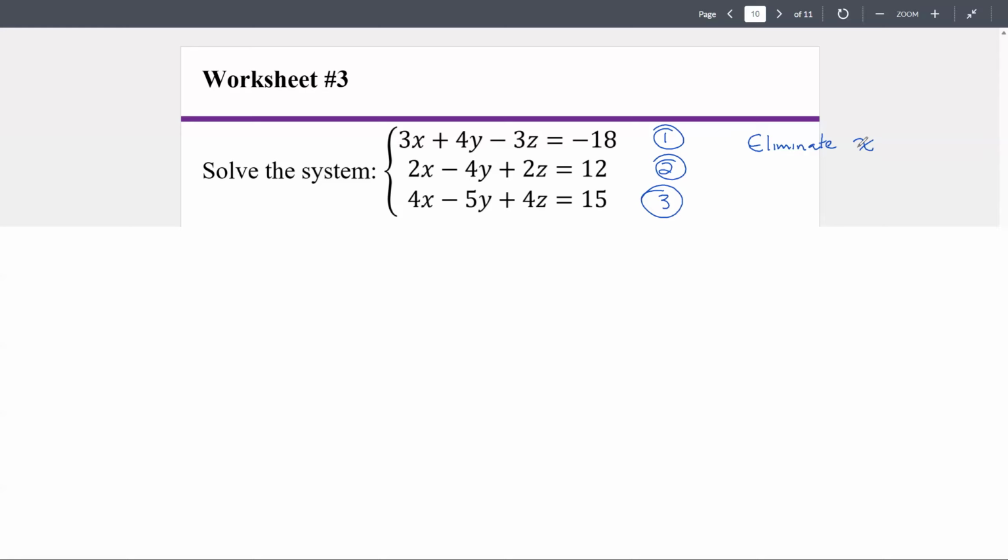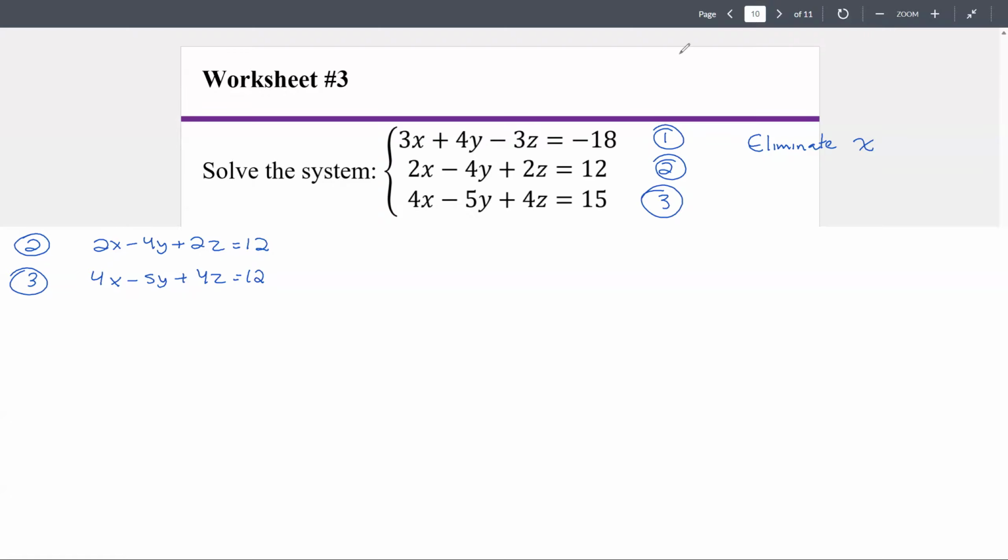Okay, so when I eliminate x, I'm going to use equations 2 and 3. Why not? So that is going to be, let me give myself a little space here, 2x minus 4y plus 2z equals 12. And then we're going to have 4x minus 5y plus 4z equals 15.